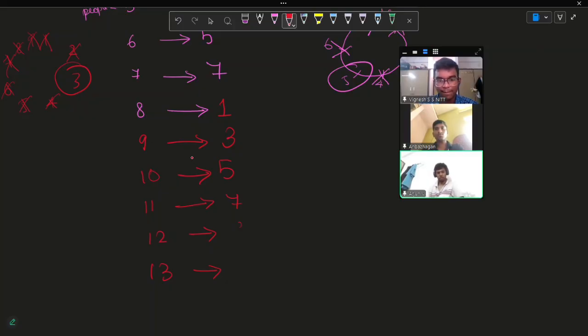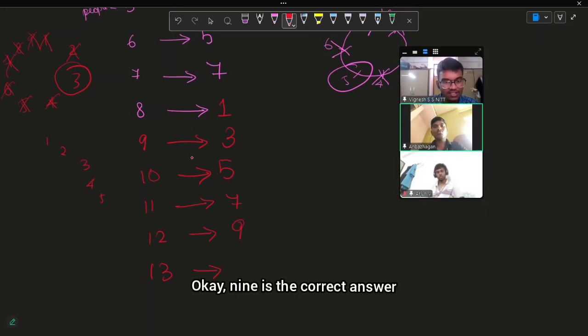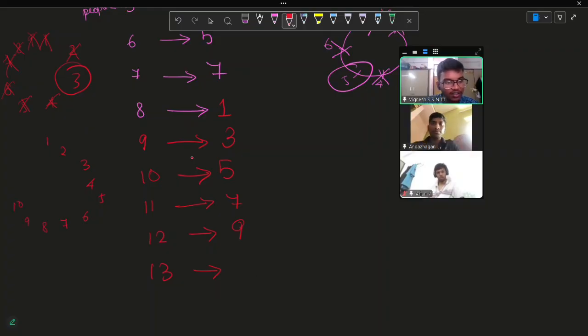It will be 1. Can you try again? Okay, we'll draw for 12. Anbalagan, can you try? 9. Okay, 9 is the correct answer. We'll draw again and check it. 1, 2, 3 up to 12. So 2, 4, 6, 8, 10, 12 will be killed. 1 will kill 3, 5 will kill 7, 9 will kill 11, and then 1 will again kill 5, 9 will kill 1. So 9 is the solution.